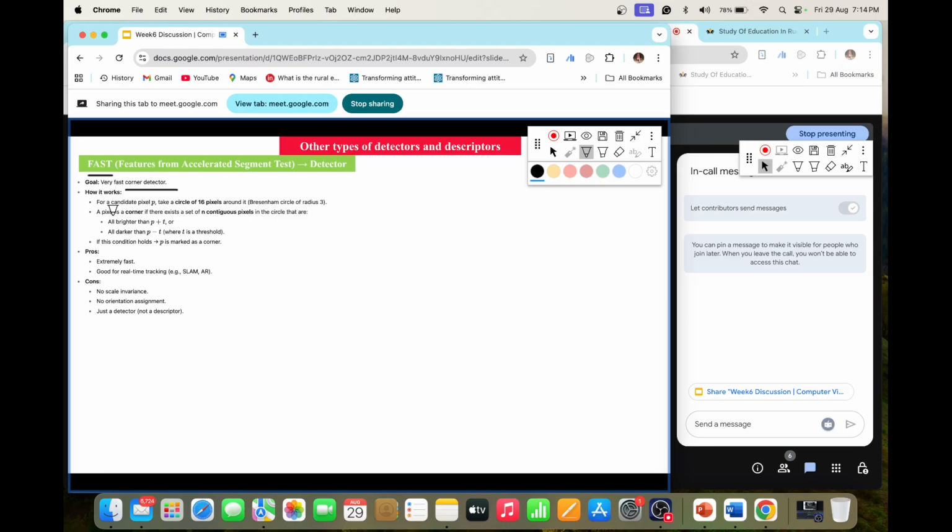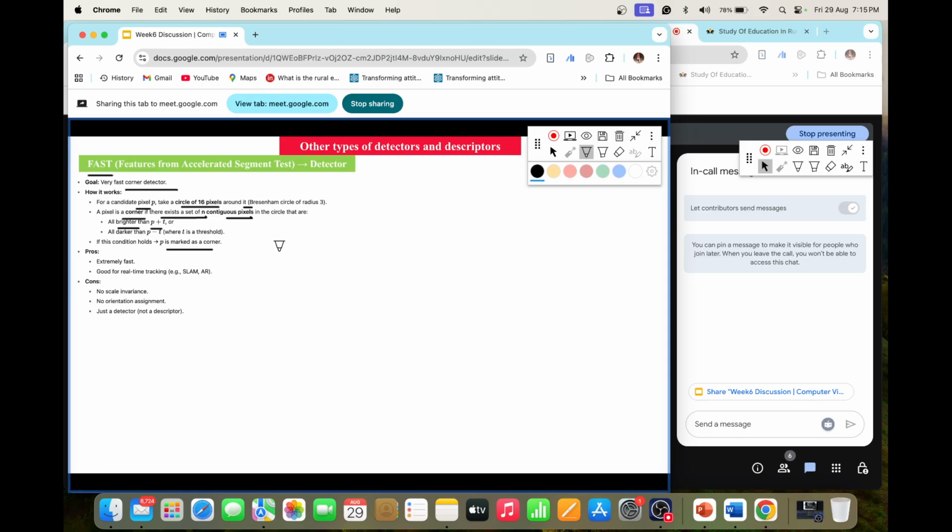So how it works: for a candidate pixel P, take a circle of 16 pixels around it. A pixel is a corner if there exists a set of n contiguous pixels in the circle that are all brighter than P plus T, or all darker than P minus T. If this condition holds, then P is a corner. So what does this denote? First you take a candidate pixel like P. Now you take a threshold T.